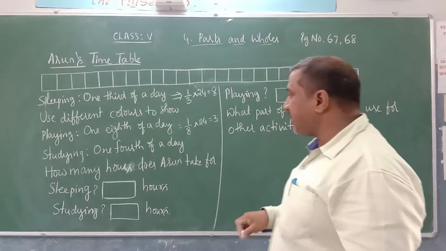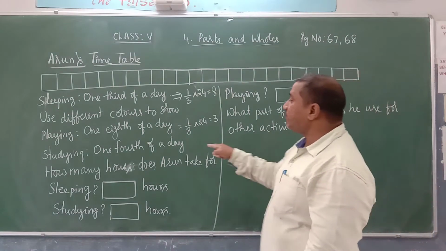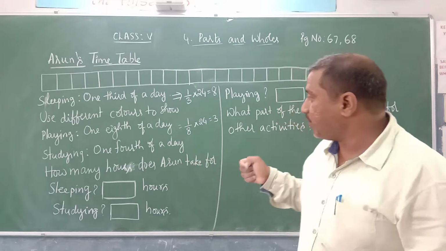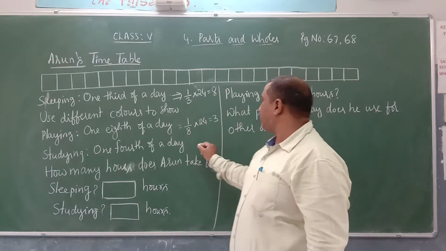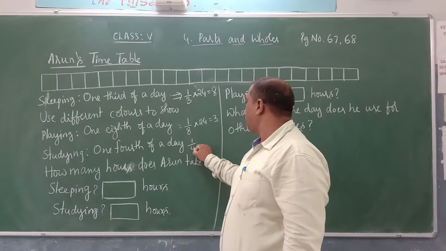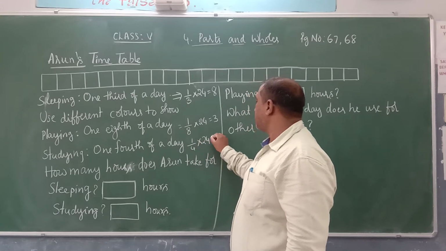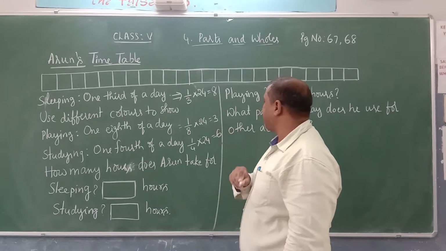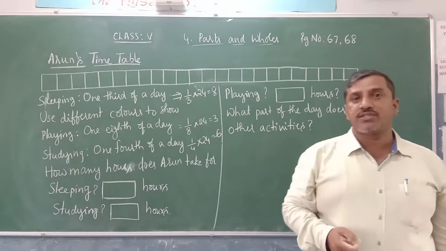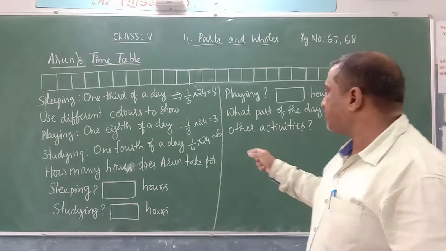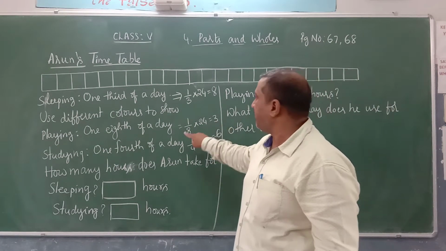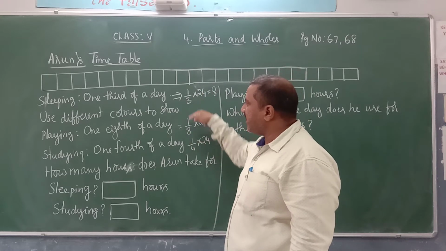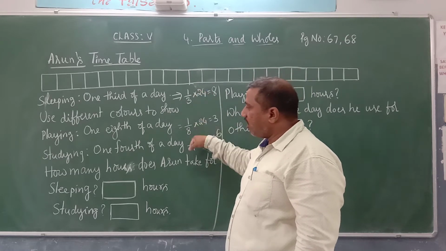The third activity is studying. He will use 1/4 of a day for studying. 1/4 of the day is 1/4 into 24. So divide 24 by 4. 4 6s are 24. So he uses 6 hours for studying, 3 hours for playing, and 8 hours for sleeping. Now we use different colors to show all these things.